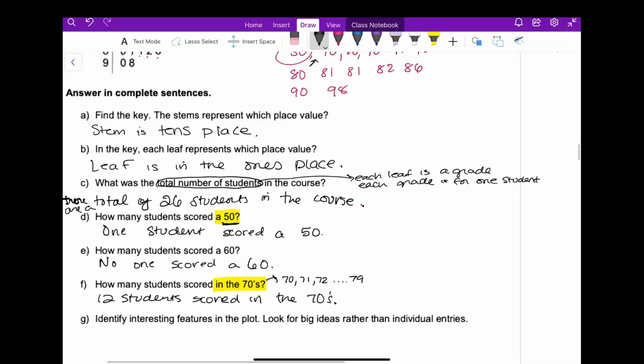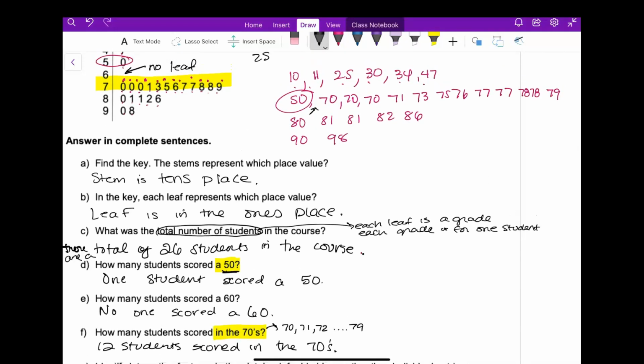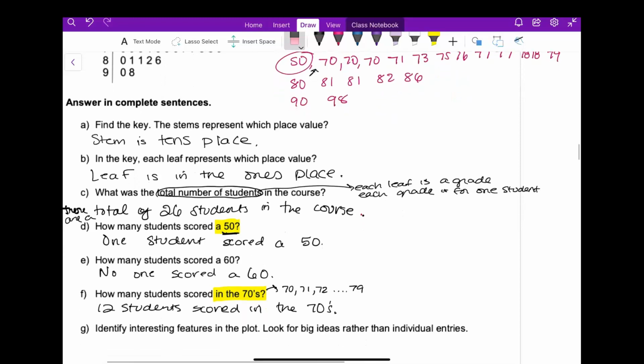Okay, identify interesting features in the plot. Look for big ideas rather than individual entries. So let me remind you what an individual entry is. If I go in here and say a student scored a 90, I'm like, oh, okay, great. That's an individual thing, just such a small idea. What I want to say with a big idea is something like most students, very few students, something that gives you a general idea of this course, especially of the grades.